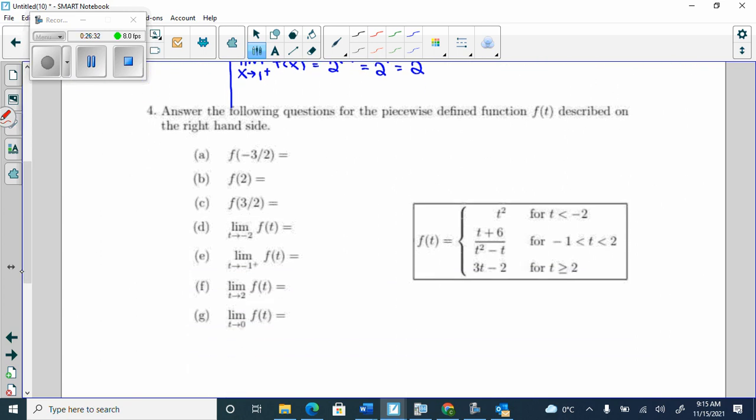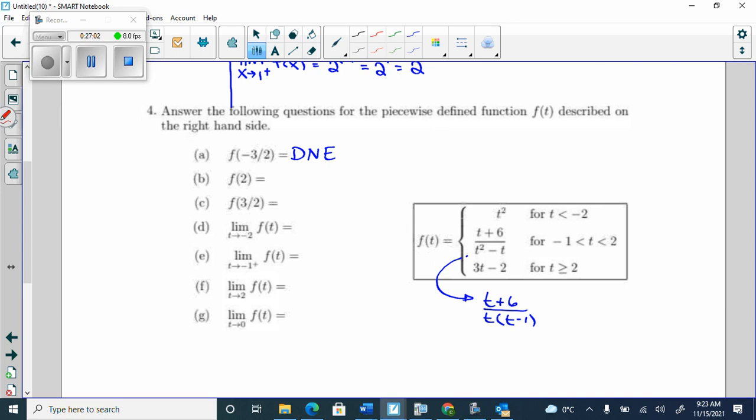Try this one out. F of negative 3 over 2 is the same as f of negative 1.5. Does negative 1.5 exist on this graph? No, this graph exists to the left of negative 2, and there's a space between negative 1 and 2, and then 2 to infinity. This graph doesn't exist here. There is no x value at negative 1.5, or t value in this case.